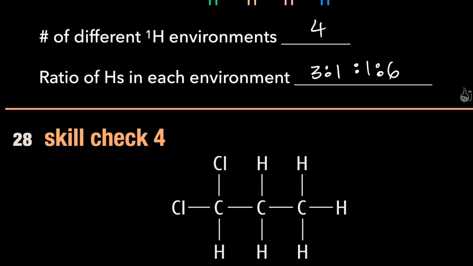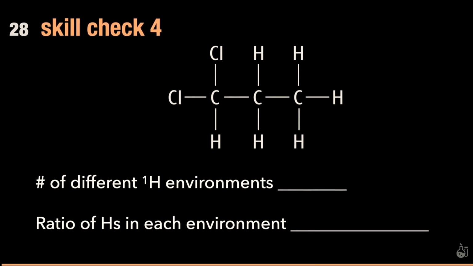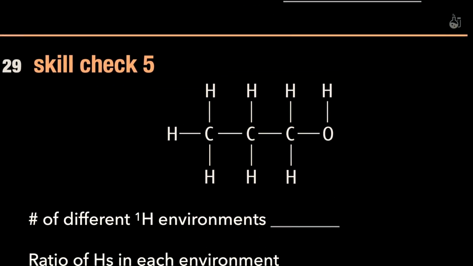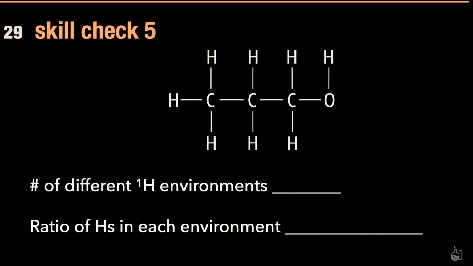Good. Now, skill check number 4. 3 environments, good. This is one environment, this is the other, this is the other. So 1:2:3. So now try the next two, 5 and 6, before I solve them. So in this particular case, I've got 3 here, 2 here, 2 here, and 1 here. So that's 4 environments in the ratio of 3:2:2:1. The molecule was not symmetrical, neither two identical CH3 groups.